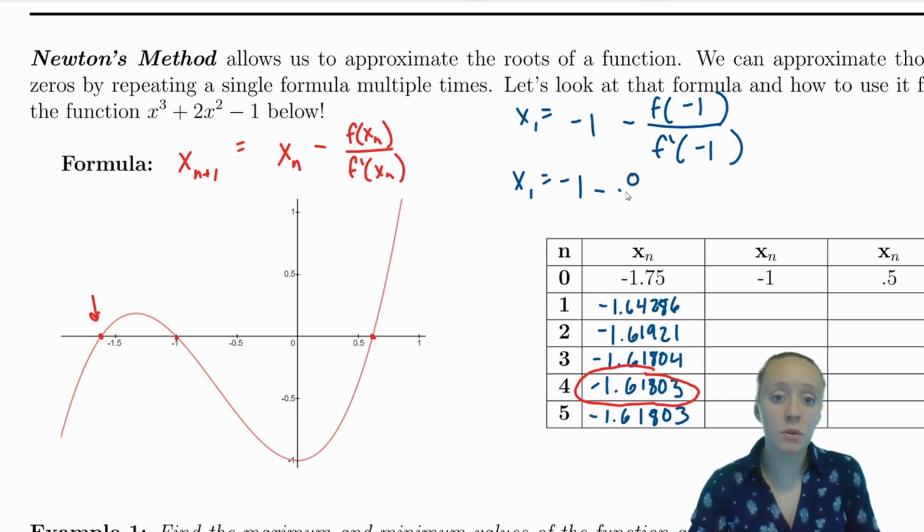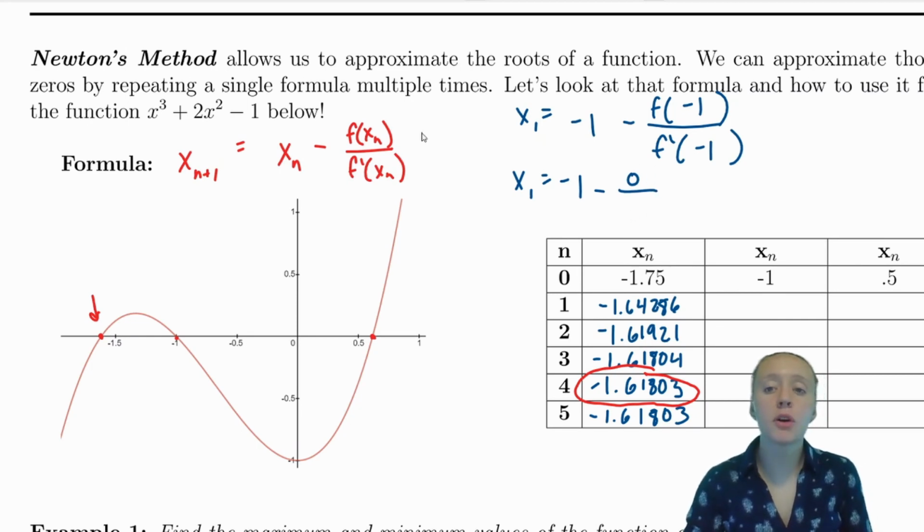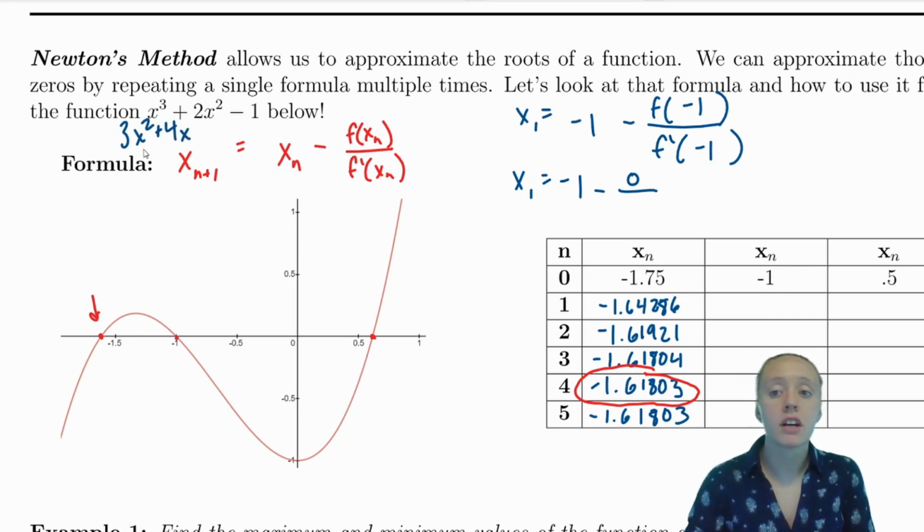So I don't even care what my denominator is, because I know this is overall going to be 0, but let's quickly solve for it. Remember that was 3x squared plus 4x. When I plug in negative 1, I'll get 3 plus the negative 4, which is going to be 3 minus 4, which is a negative 1. But it doesn't matter because this goes to 0. So my x sub 1 is equal to negative 1.